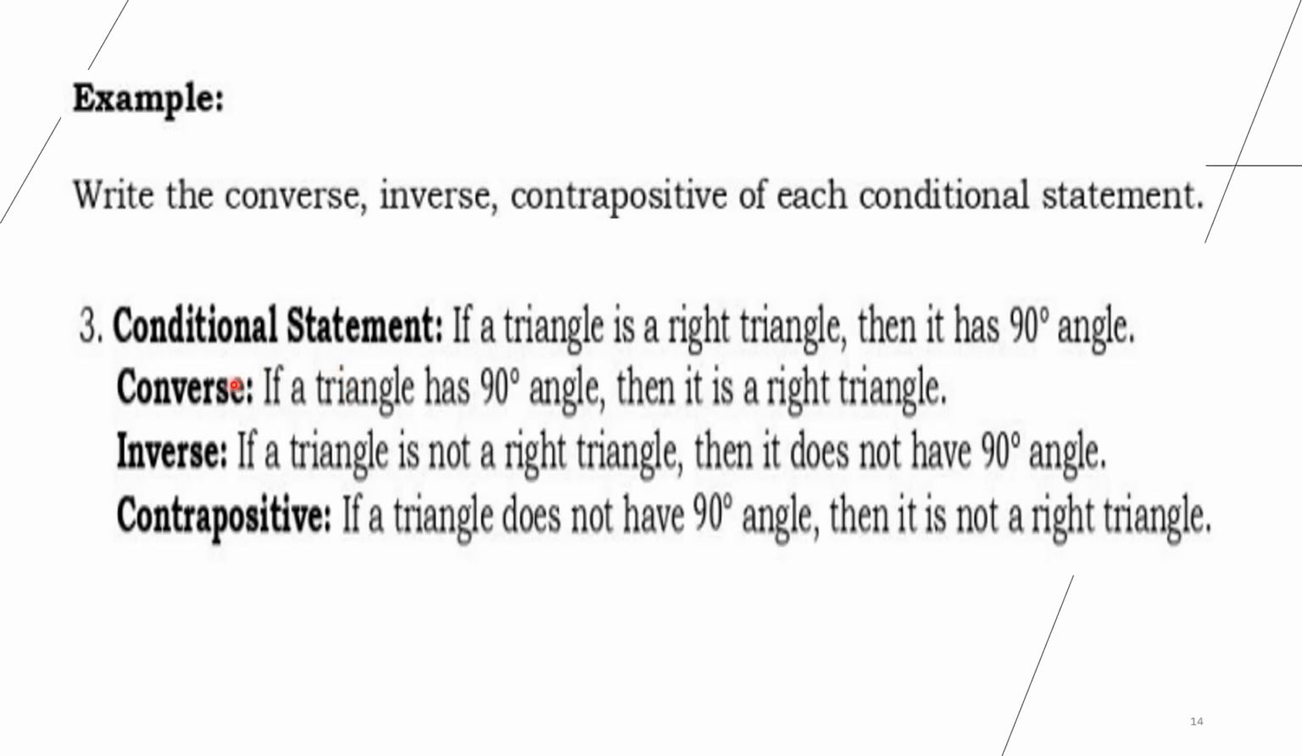Okay, example number three. The conditional statement: if a triangle is a right triangle, then it has a 90 degree angle. Converse: if a triangle has a 90 degree angle, then it is a right triangle. Inverse: if a triangle is not a right triangle, then it does not have a 90 degree angle. Contrapositive: if a triangle does not have a 90 degree angle, then it is not a right triangle.